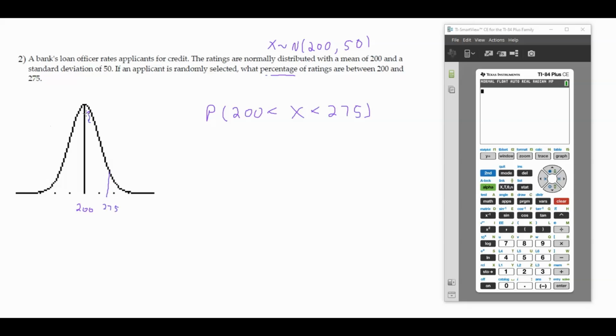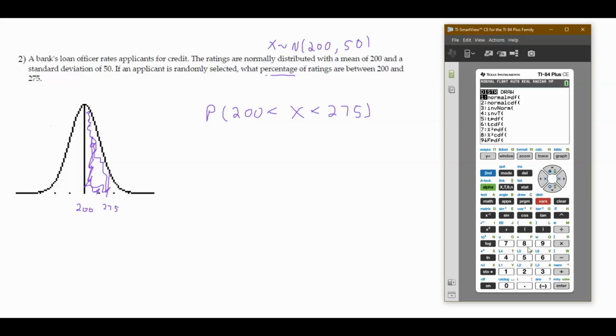So I want this shaded area here under the curve, and again I'm going to use the normal CDF function. Second, distribution, normal CDF. Now my lower bound this time is 200. My upper bound is 275. My mean this time is 200. And my standard deviation is 50. And then I paste and hit enter.